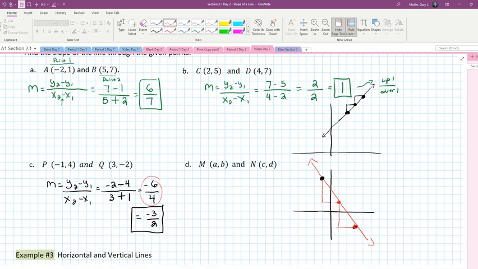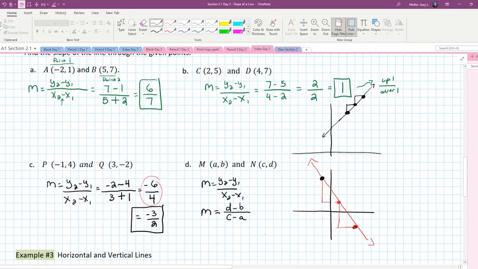Okay, and this last one, we've got my slope is equal to y2 minus y1 over x2 minus x1. So my slope equals d minus b over c minus a. I don't know what a, b, c, and d are, so I really can't do anything more with it than that. That would be my slope. Okay, and then what do we have left?